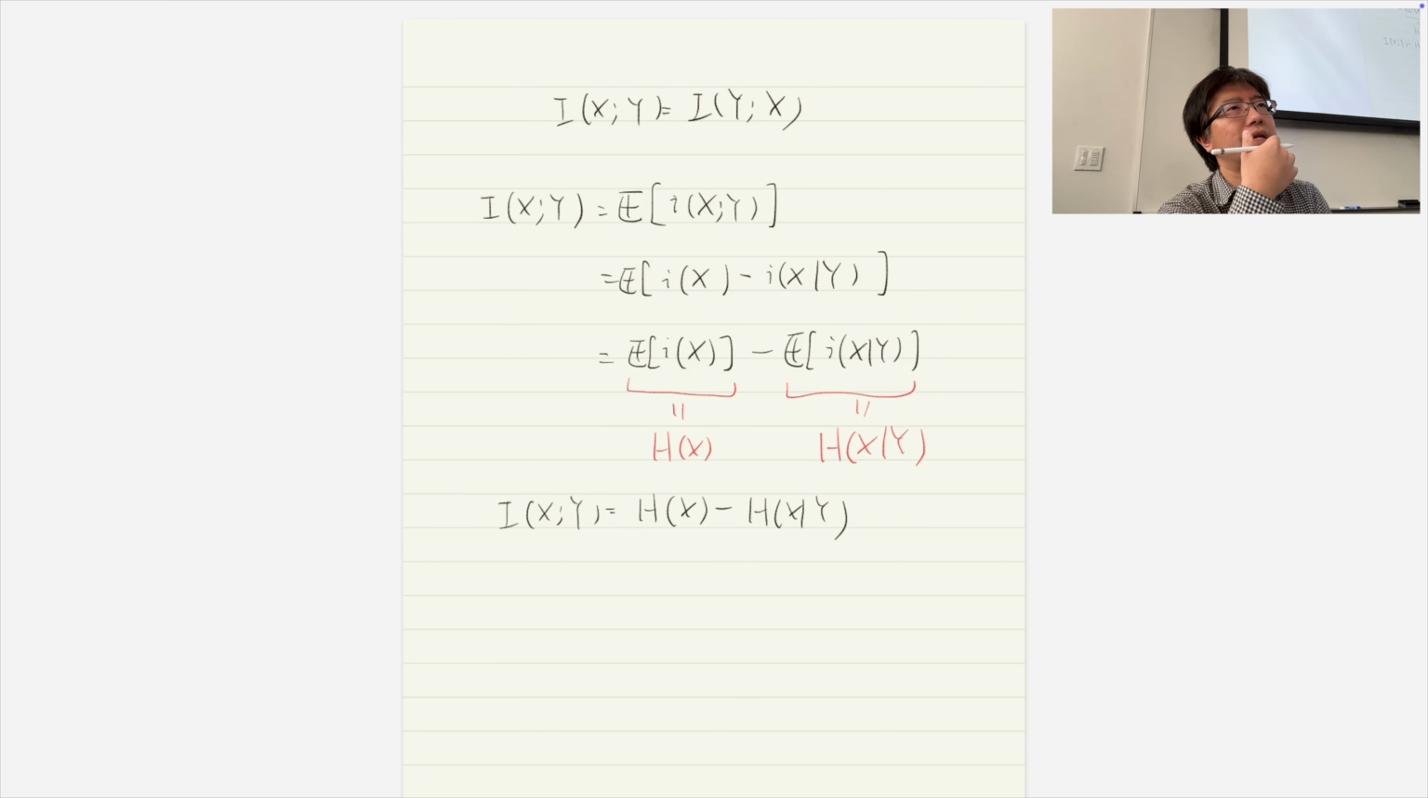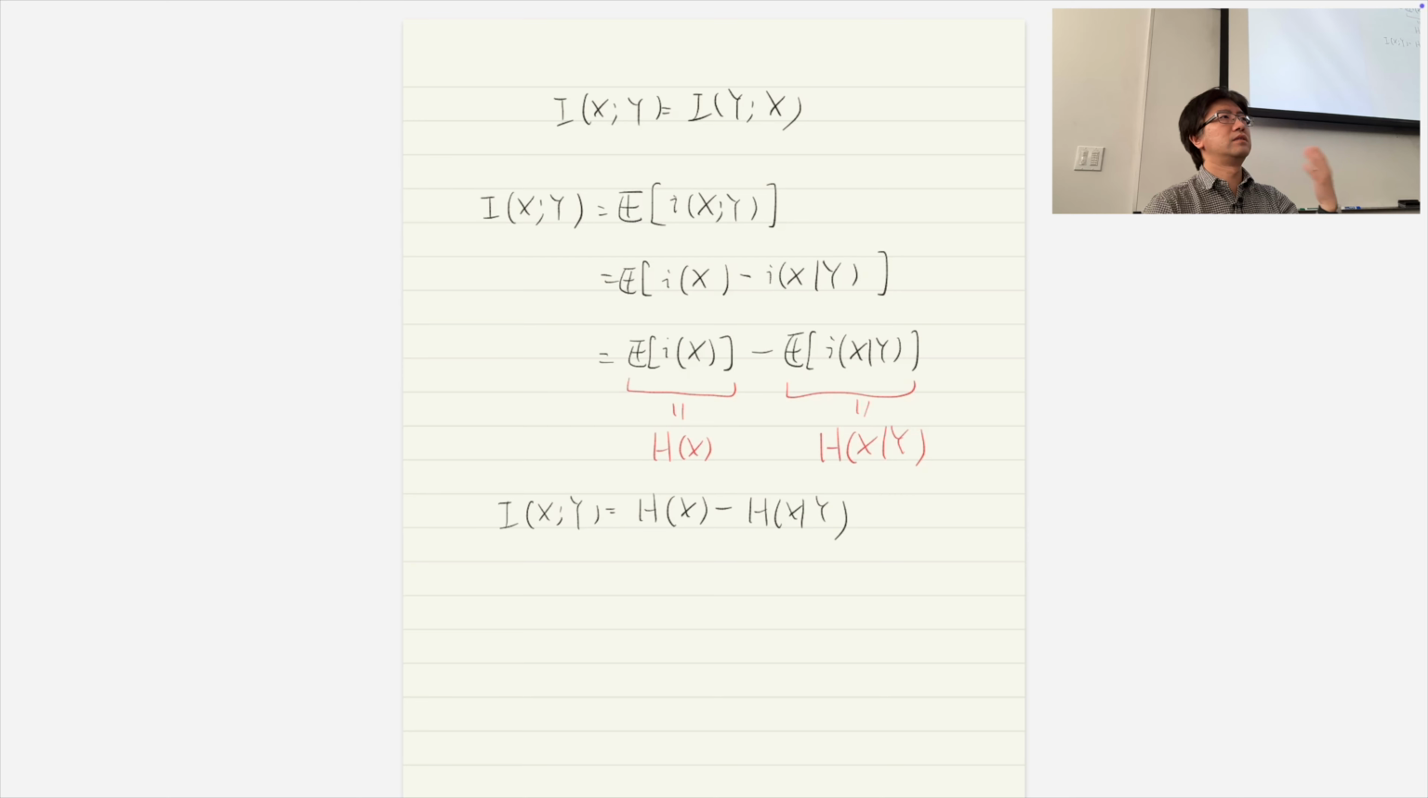Again, the meaning of that is kind of clear, right? H(X) is the uncertainty of X, then we subtract the uncertainty of X given Y, if we know Y. So this is the uncertainty reduction, or how much information we get by observing Y. Intuitively this makes a lot of sense, right?